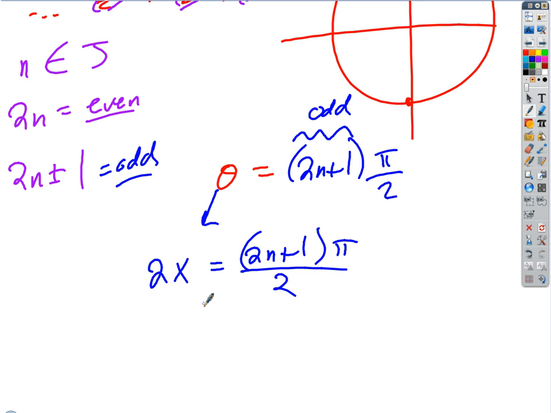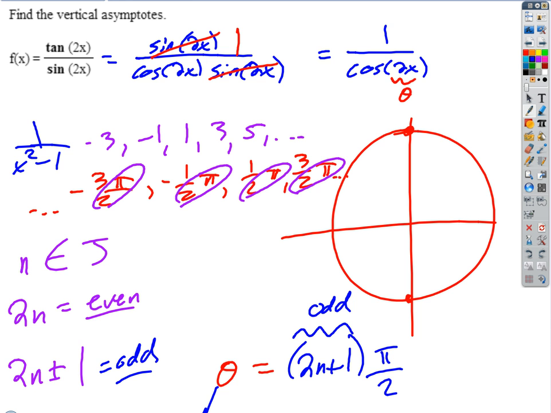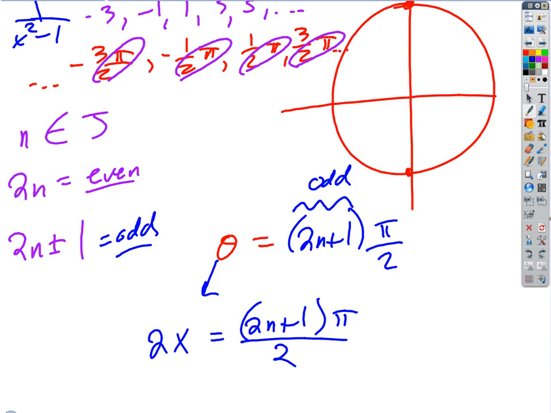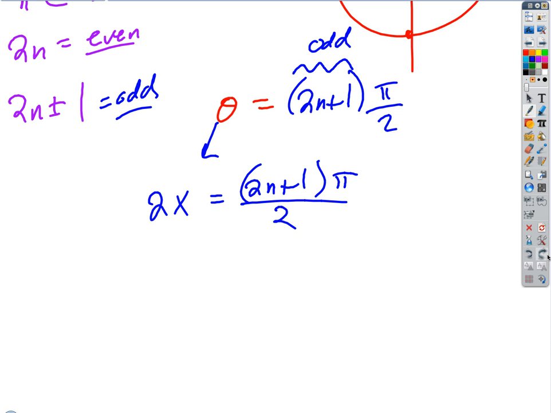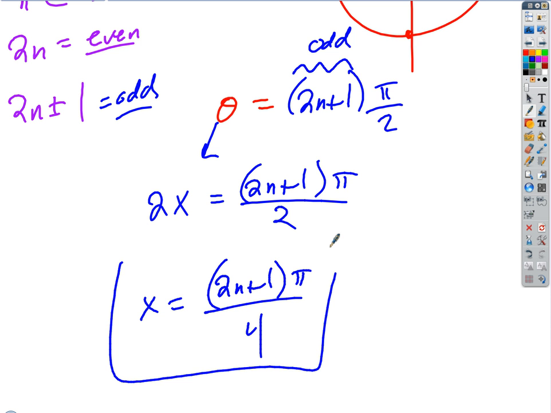Our goal is to solve for x though, right? Ultimately, we've got a function of x, and we want to know the x values where we have vertical asymptotes. So what do we do? Divide both sides by 2. And I get x equals (2n plus 1) pi over 4. And that represents the infinite set of values in our solution set, and it's where they are. Okay. Make sense?